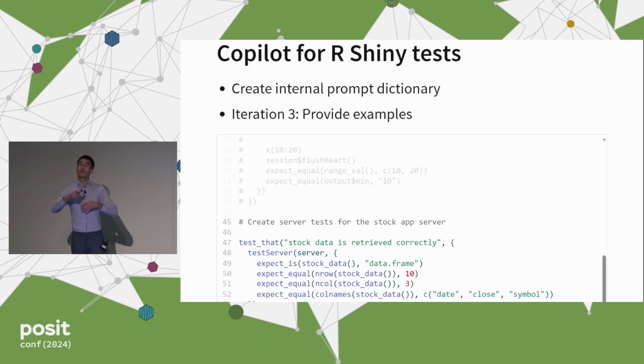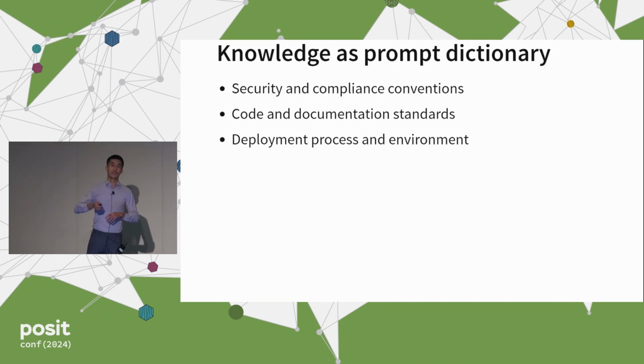Now, pay attention to this because all the context, all the prompt we have here are not specific to the task. They can be used elsewhere whenever we want to create a server test. And the same principle goes to things like security and compliance conventions of your organization, how you do coding and documentation, and how you deploy your applications. All those things can be used elsewhere, and we collect them as part of a prompt dictionary into our knowledge base.